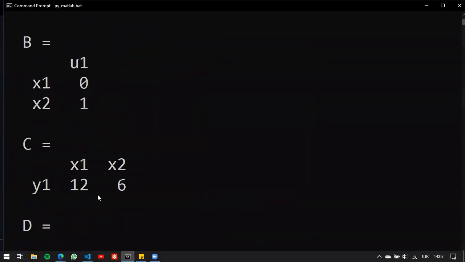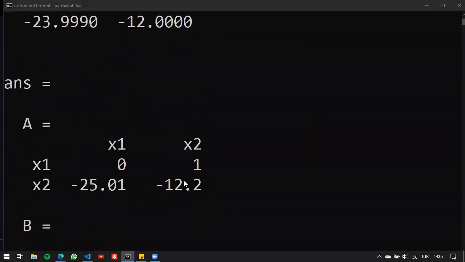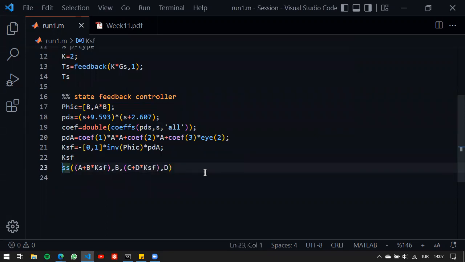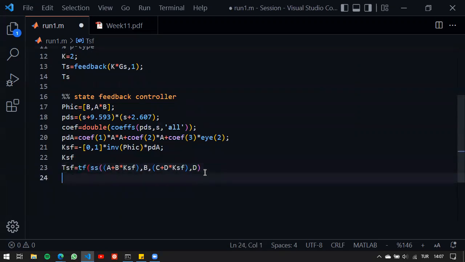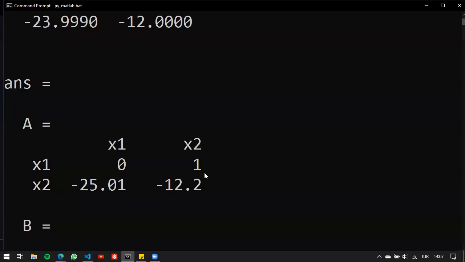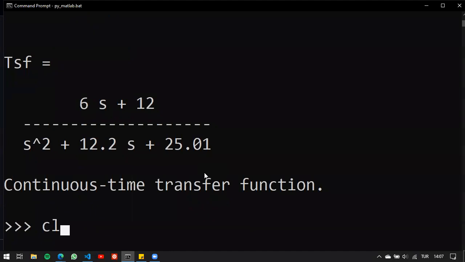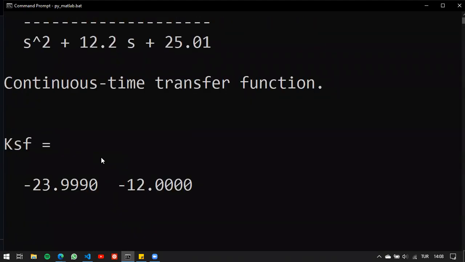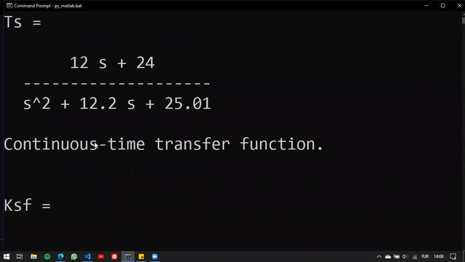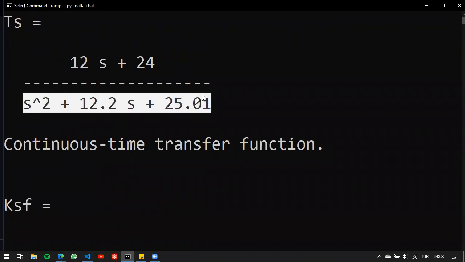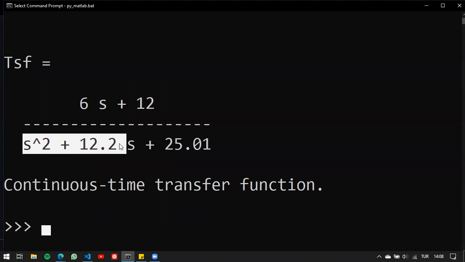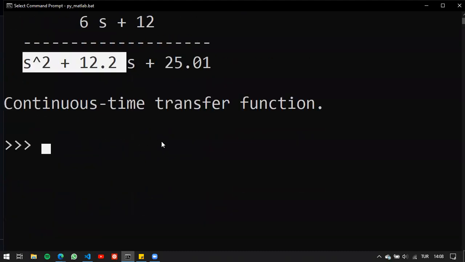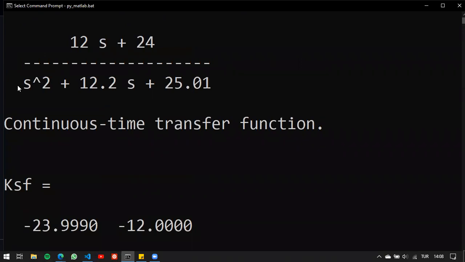So if I run it, it gives me a closed loop here, and I want to convert it into a transfer function object. Let's also do that. There we go. Now we have TS. And we have TSF. Now, the only thing that is important here is that we have the same characteristic polynomial, s squared plus 12.2s plus 2501, and it's the same.